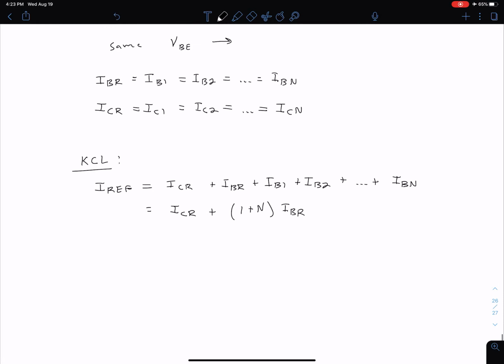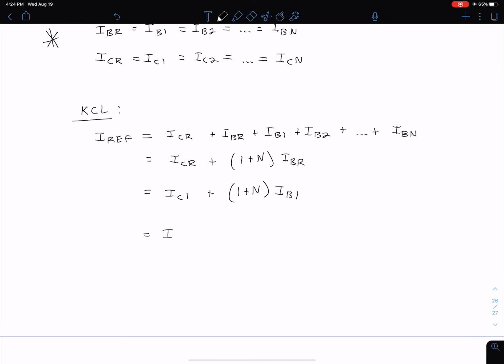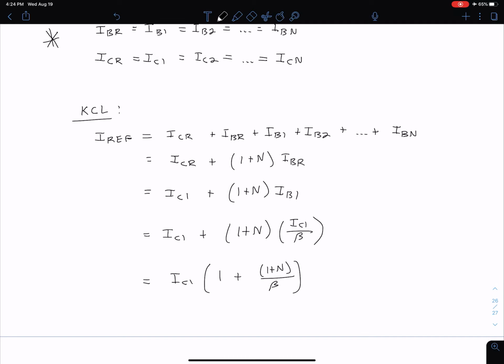Okay, so now from up here, we said these are matched transistors, so all the collector currents and the base currents are the same, so we can write this as IC1, and we can write this base current as IB1. From there, we can relate our base current to our collector current using our beta. So IC1 stays the same. We have 1 plus N times IC1 divided by beta. And then we can factor out our IC1 such that we have IC1 times the quantity of 1 plus N divided by beta. So we get something that looks like that.